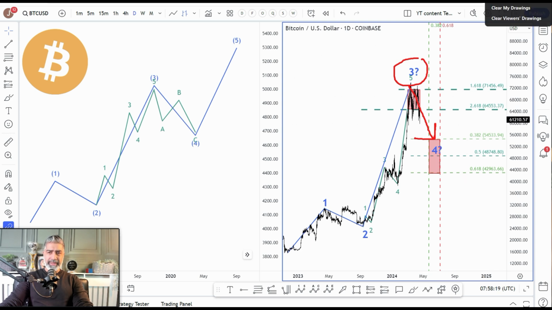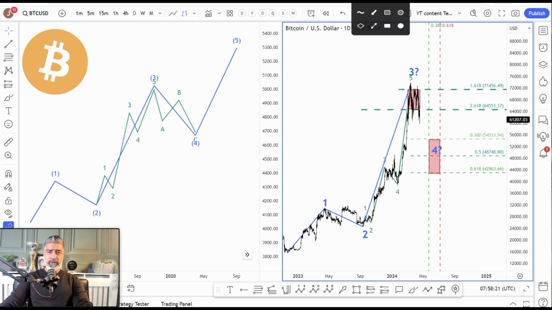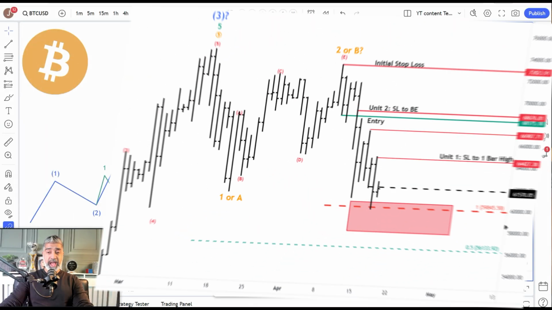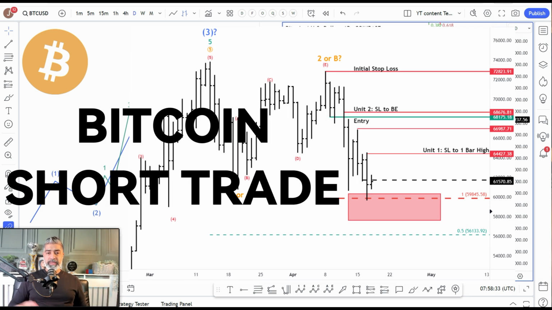So what I'm anticipating, because I'm short Bitcoin right now, we shorted this around here, and we're in nice profits right now. We've locked in some profits, but what I'm anticipating is that the market continues sideways to down for a few more weeks.